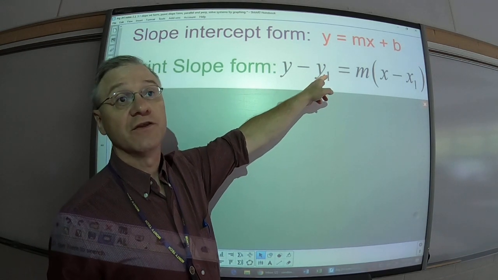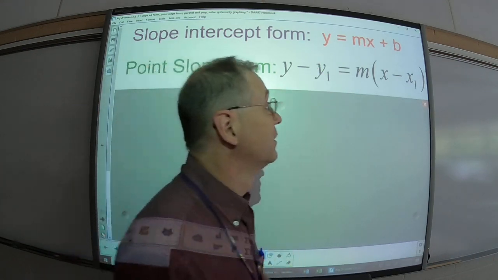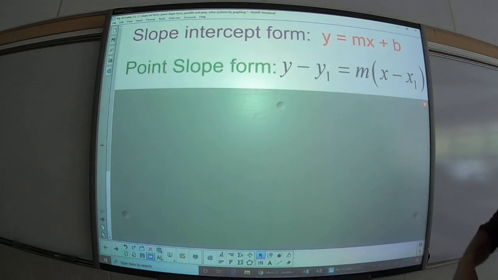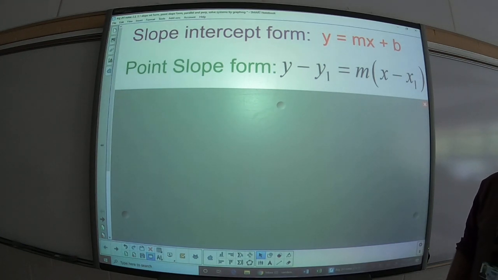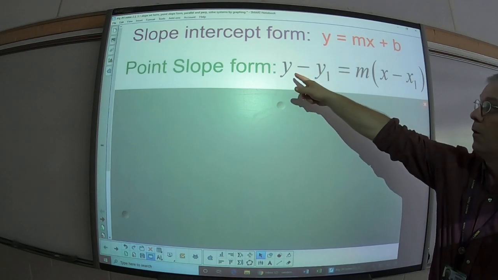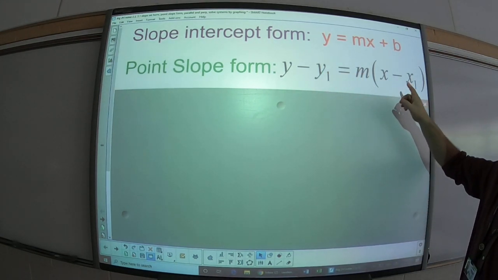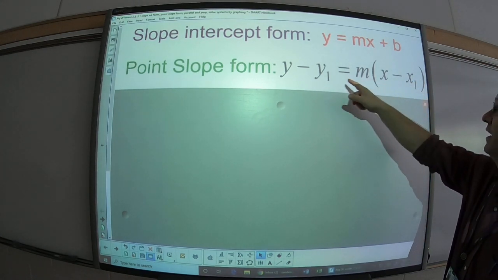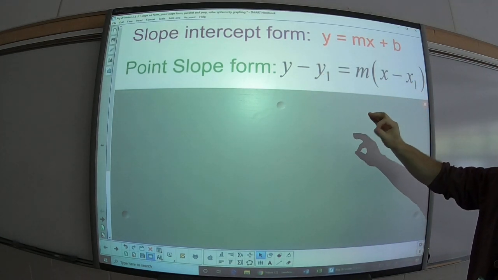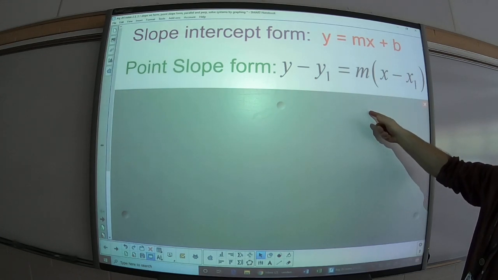Now, y1 is the y coordinate from your point. X1 is the x coordinate from your point. So when you are working with this, the x and the y are just that, a variable, whereas the x sub 1 and the y sub 1, those are your values for your point.